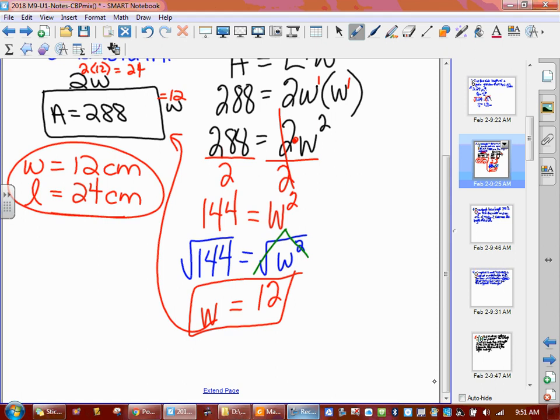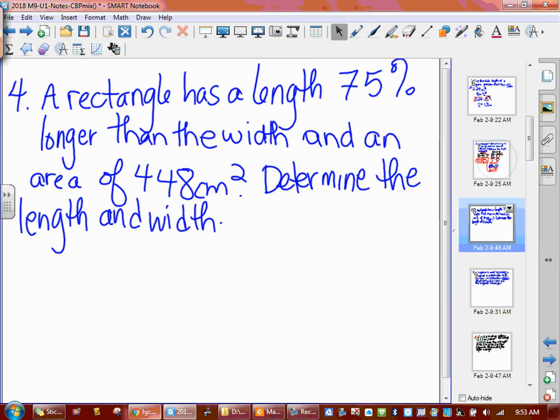A rectangle has a length 75% longer. This is when we have to get into using percentages changed to decimals. So how do I change a percentage to a decimal? You are correct, 0.75. How would you find that number? 75 divided by 100. Take a look at what this is, guys. 1, 0, 0. So these are always out of 100, if you forget, okay? So you divide by 100, and we're going to get 0.75, okay?